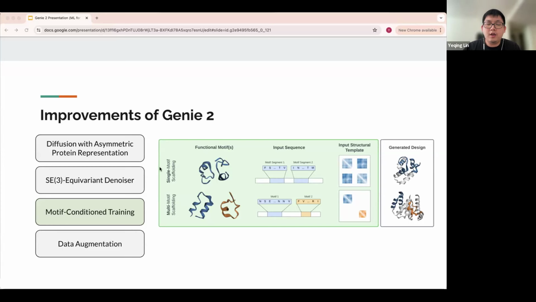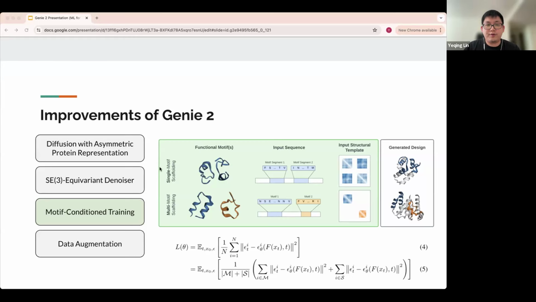For the loss function, we use the same loss function as Genie, which is simply the mean squared error between the ground truth and the predicted noise. There is no auxiliary loss here, just the MSE loss. By this construction, we also break it down into the motif and scaffold part in our context. This implies that the motif is enforced as a soft constraint instead of a hard constraint, allowing the model to be responsive to the motif specification while designing the protein as a whole together.